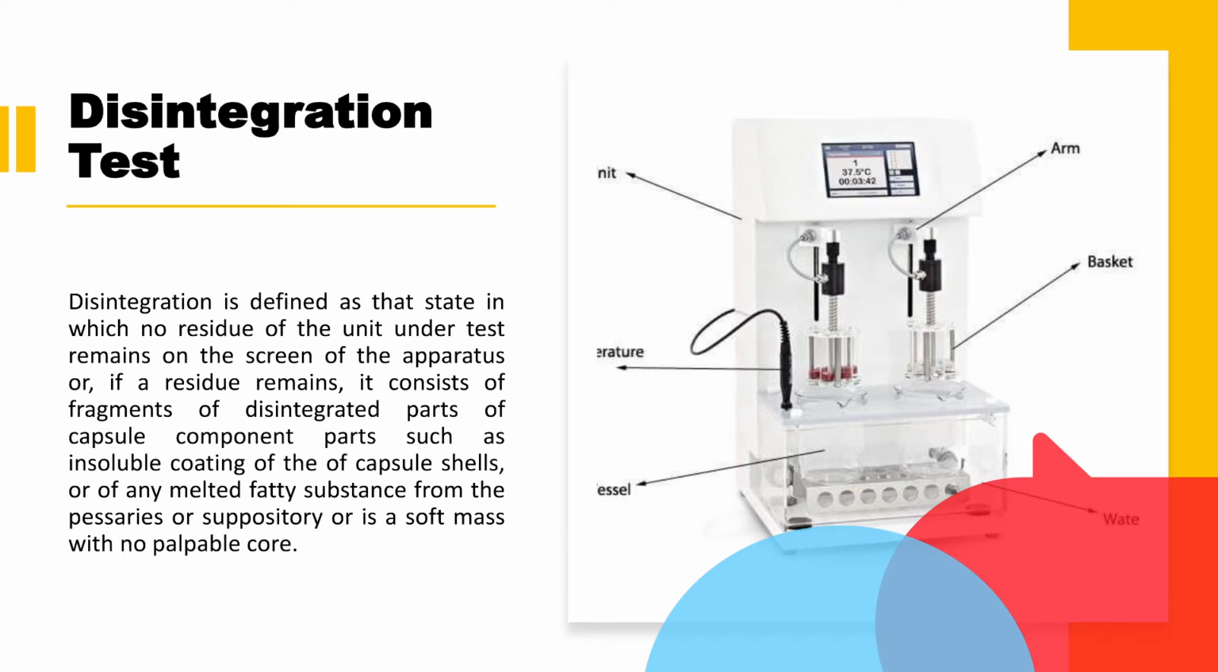In vitro simply means outside the body analysis, so that we can analyze how the tablets behave inside the system. For any drug to be absorbed properly, it needs to be disintegrated first, then solubilized, and only then does it enter the systemic circulation. So the disintegration test is to check that state in which no residues of the unit should remain inside the test system. If no residues remain, it simply means that the tablet has completely disintegrated and it will be absorbed very well.